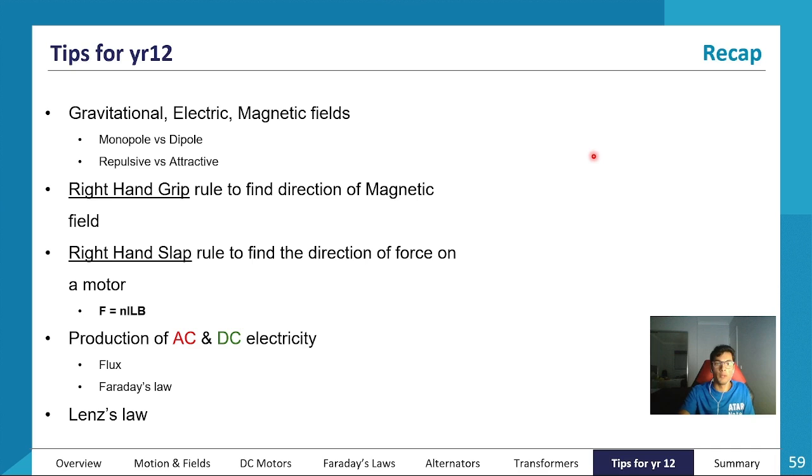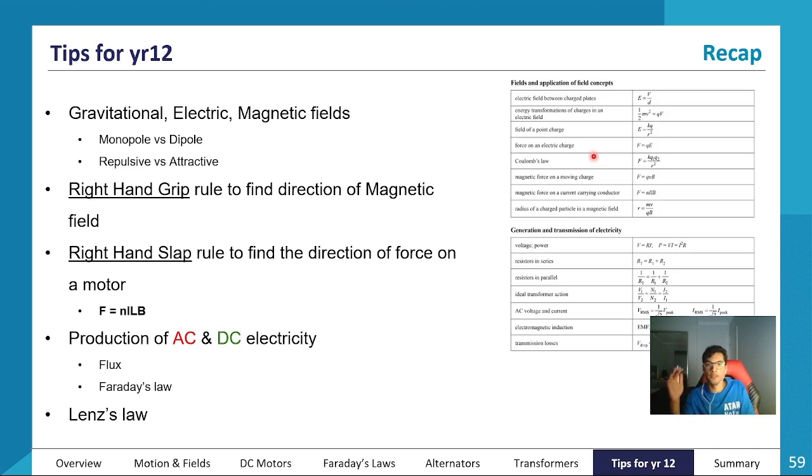Cool. So we have one more topic left, which is transformers. Before we do that, I'll quickly recap what we've done because it's quite a lot. First of all, we've done fields: magnetic, electric, and gravitational. Monopole versus dipole fields: monopole meaning only one pole, dipole meaning two.